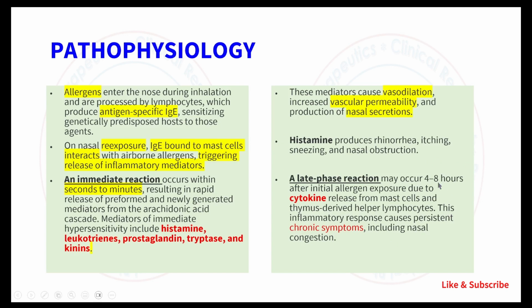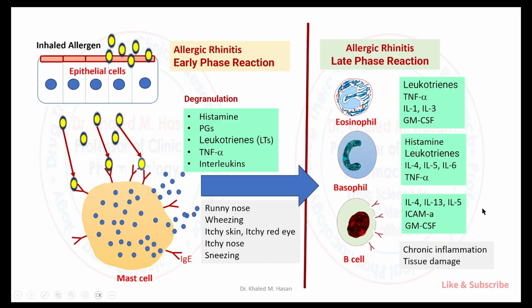Later on, after around 4 to 8 hours, at the late phase of the reaction, cytokines will be released. We have different types of cytokines. This will lead to chronic inflammation and sometimes tissue damage.